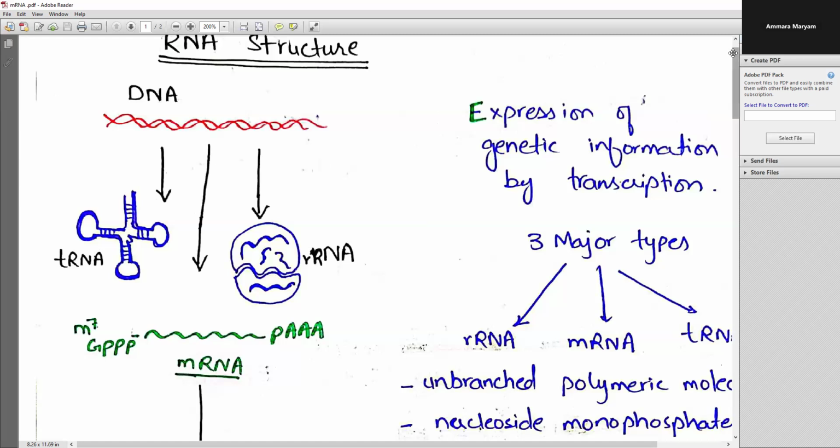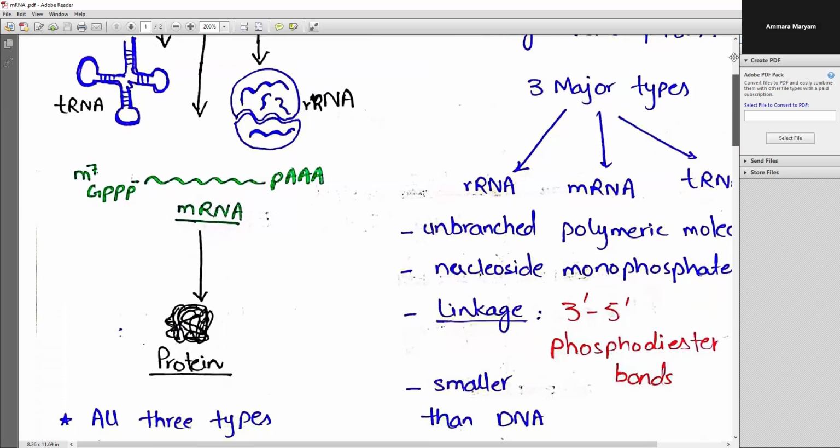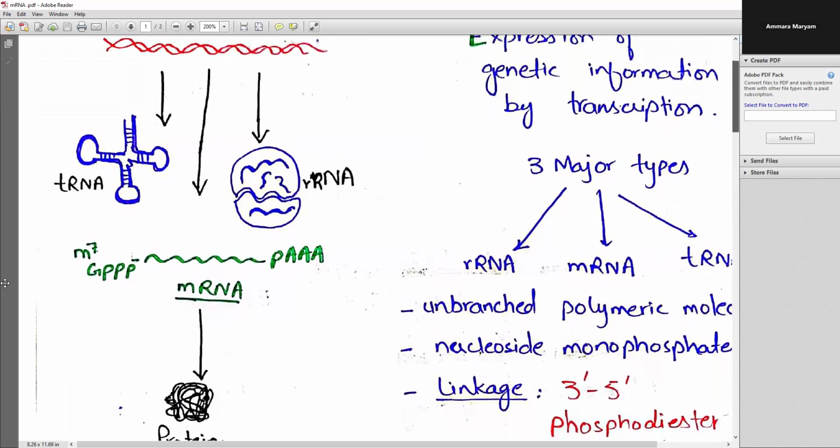So let's talk specifically about messenger RNAs. What are these messenger RNAs? As I have already told you, messenger RNA is going to be the connecting link. Basically, it is going to link the particular DNA, that is the coding sequence, and its expression product, that is the protein. Normally, the expression product can be RNA as well as protein, but it is only the messenger RNA that is going to be translated into the protein.